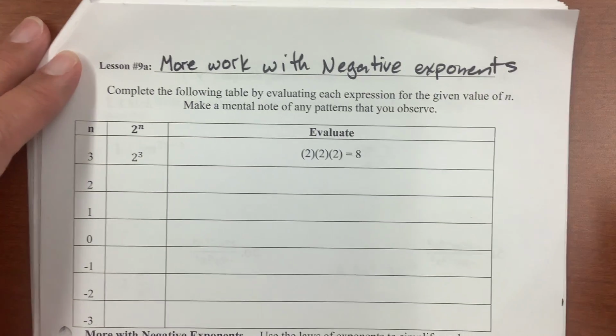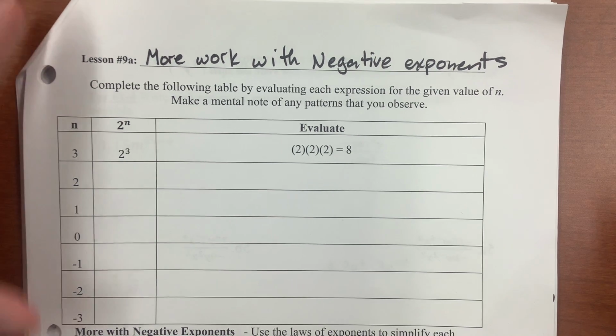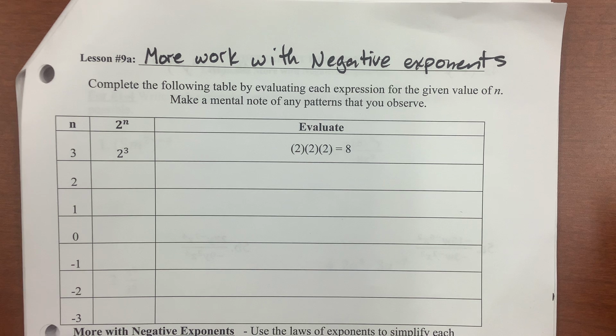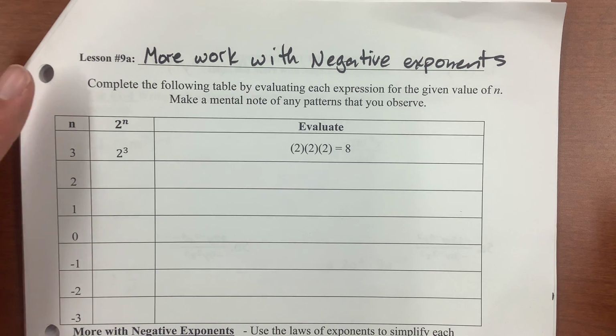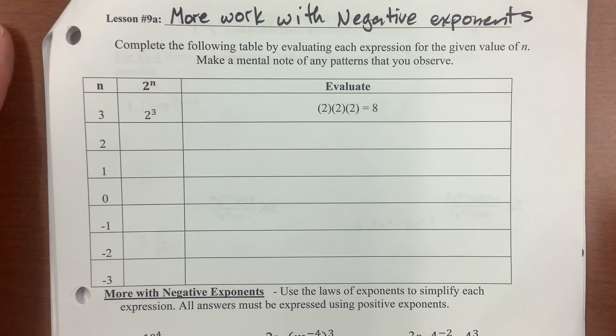Okay, complete the following table by evaluating each expression for the given value of n. Now, n is what? A variable. So that means that it can represent a number. So I'm going to tell you what the number is that n represents, and we're going to apply it to the expression 2 to the nth power. And yeah, that is how you would say it. It sounds weird, right? 2 to the nth power.